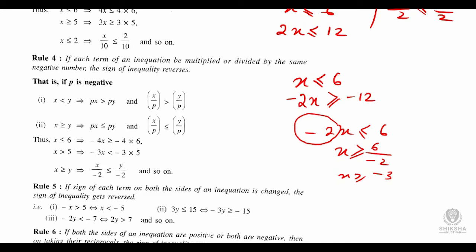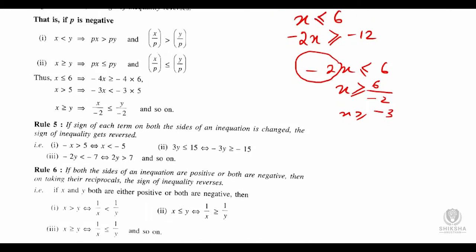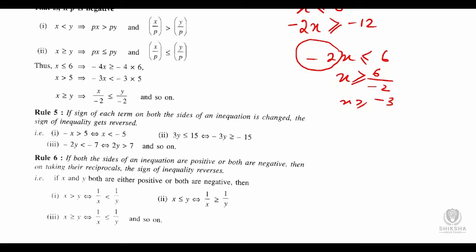Now, if the sign of each term on both sides of an inequation is changed, the sign of inequality gets reversed. Like if it is given 3y less than or equal to 15 and we apply minus on both sides, minus 3y will be greater than or equal to minus 15. If the signs of both sides are changed, then the inequation symbol will also change.